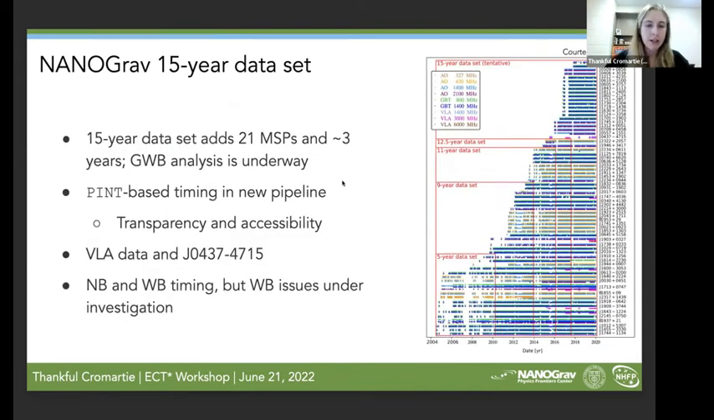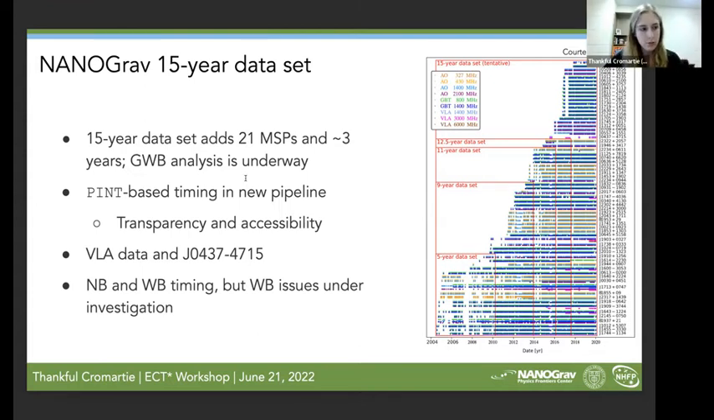Okay, so the 15-year data set for NANOGrav adds 21 millisecond pulsars. It represents a really big jump in the size of the data set, adding a lot of pulsars. We add something like 3 years of data. Currently, the narrowband data set has been completed for the 15-year, and gravitational wave background analysis is underway. But the wideband data set has been causing some interesting problems that we are still working to address. So those issues are still under investigation. I don't think it's that interesting to talk about them.